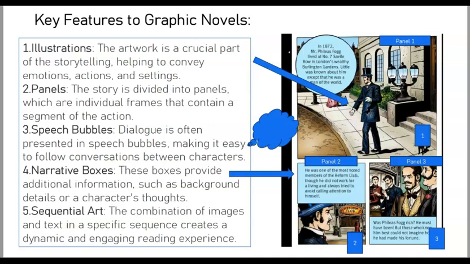And so the key features of graphic novels are, one of them is illustrations, right? The artwork is a crucial part of the storytelling, helping to convey emotions, actions, and settings. And you can mention that in your explanation for how the illustrations in the graphic novel help you to understand the story.